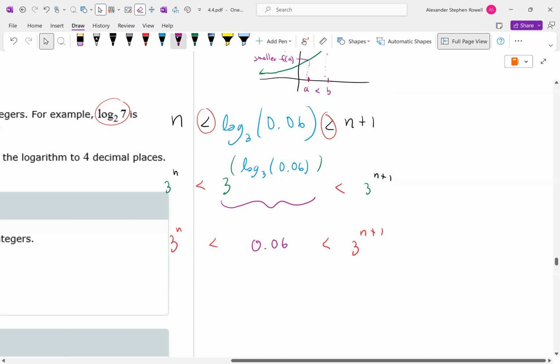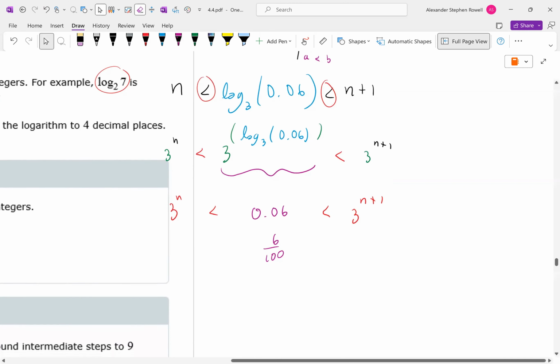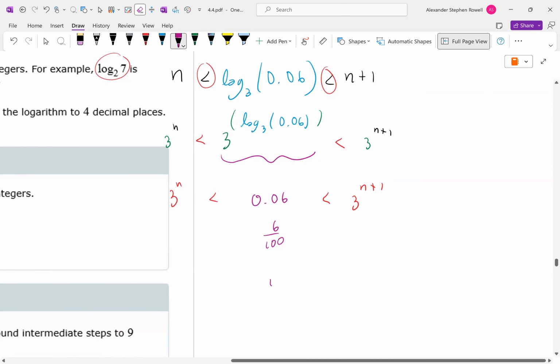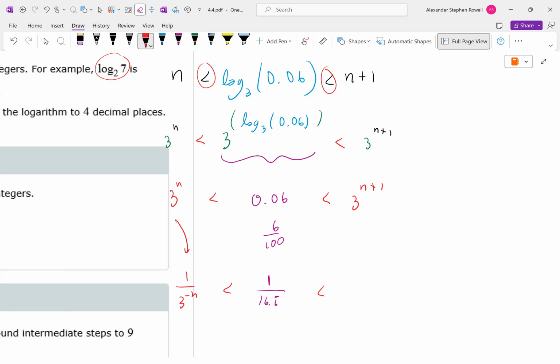Okay, 0.06 is 6/100ths. If I made that into 6 divided by 6, I would get 1. What's 100 divided by 6? You have your calculator? No, 100 divided by 6. 16.6 repeating forever, right? Okay, I would like to compare the numbers only on the bottom. So I'm going to write this as 1 over 3 to the negative n, and this one as 1 over 3 to the negative n plus 1.